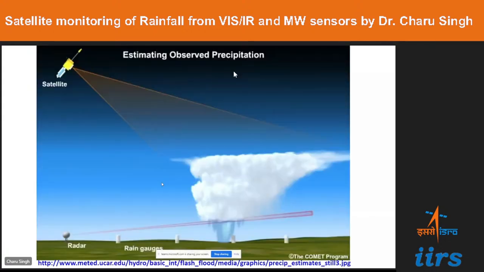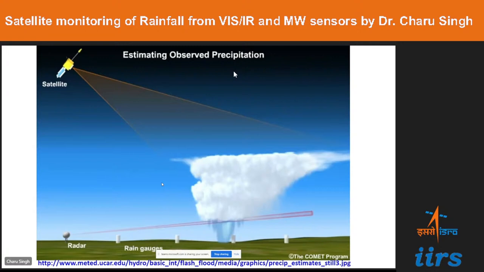Now, this is a typical picture which shows the estimating of the precipitation from various means, like we can monitor the rainfall from the satellites, radars, rain gauges. So in this case, you could see that there is a cloud and the satellite is monitoring the cloud top. At the ground, we have the radar and the rain gauges. So rainfall which is falling from this particular cloud is not being collected by the rain gauges, because rain gauges are far apart from the location where the rainfall is pouring.